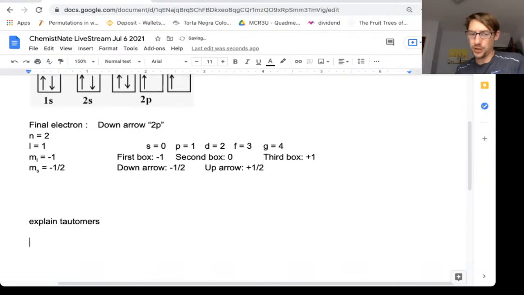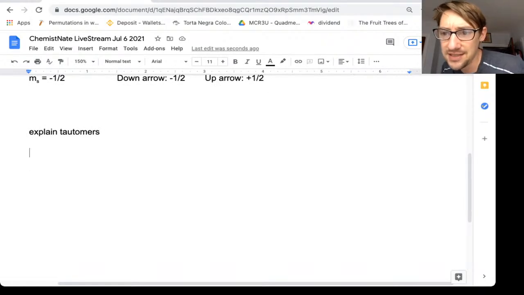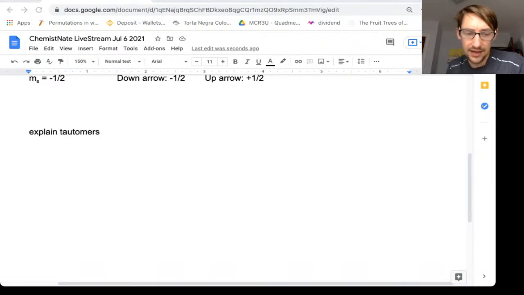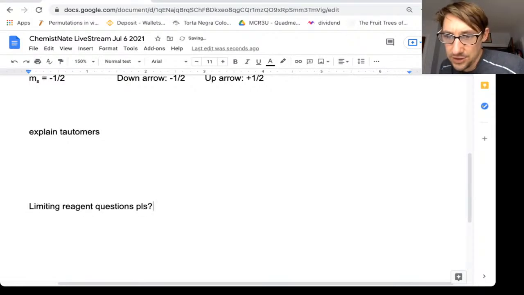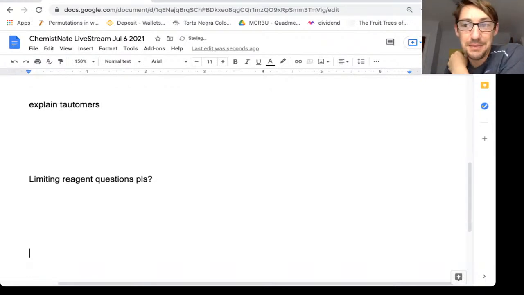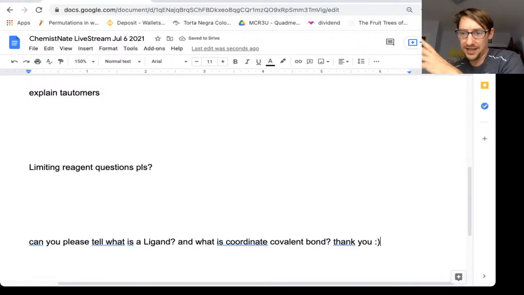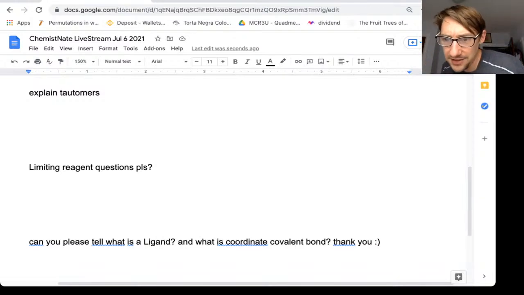Now, before I try my best to explain tautomers, I'm going to copy in some of these extra questions. Someone said how to do limiting reagent questions. That's the third one here. Copy, paste. Legacy retracted your message. Oof, what can you do? We've got ligands and coordinate covalent bonds. Coordinate covalent bonds, you're just going to have to sit tight, I guess. It's probably going to be past 11:30 by the time I get there. Two unpaired orbitals, radicals. Someone wants me to explain radicals.